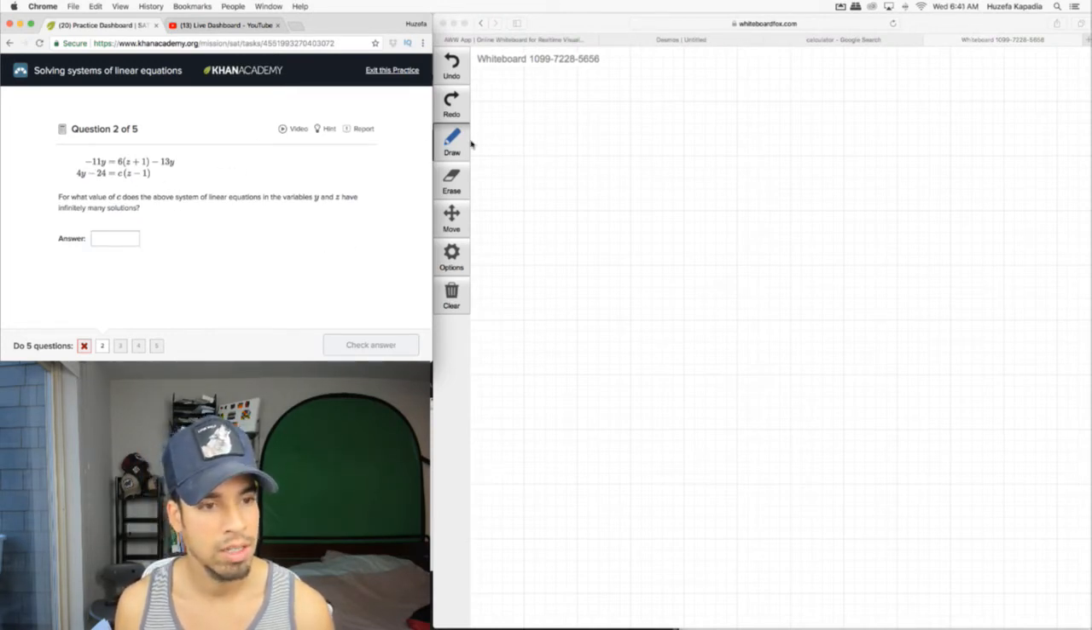All right. Negative 11y equals this guy. Okay. For what value of c does this have infinitely many solutions? Now we are looking for the exact same line, same equation. So let's first go ahead and get it in the slope y-intercept.